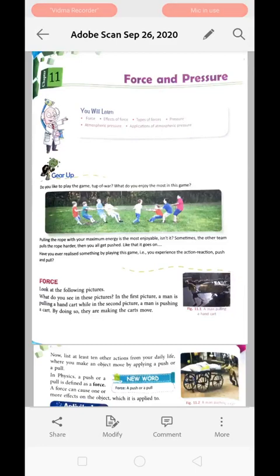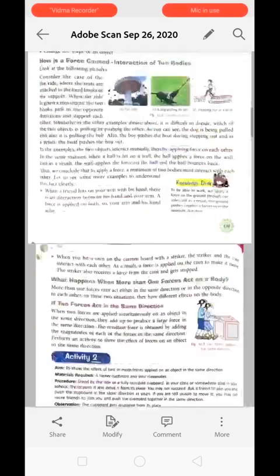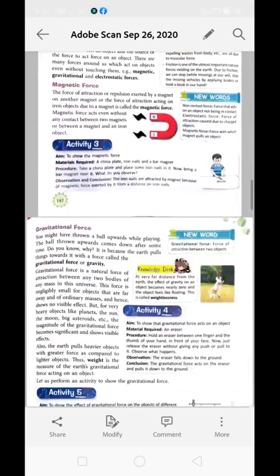Today we are going to discuss the second part of chapter 11, called Force and Pressure. The force part has already been dealt with in the first video. Force, a push or pull, is called force. We have talked about its effects and its types. Now we are going to study pressure.